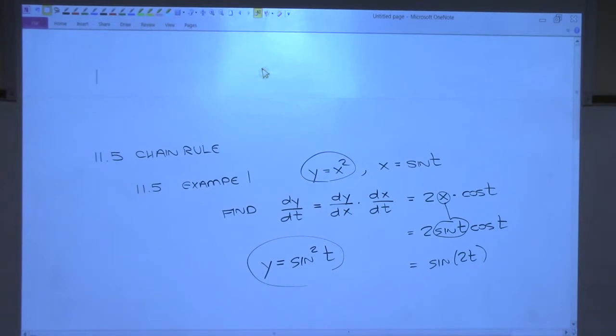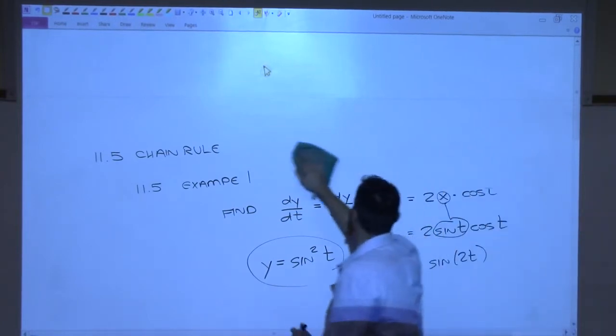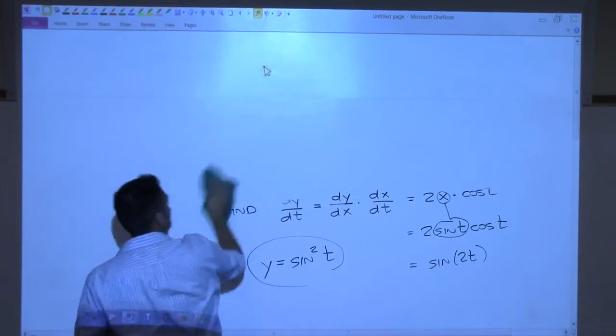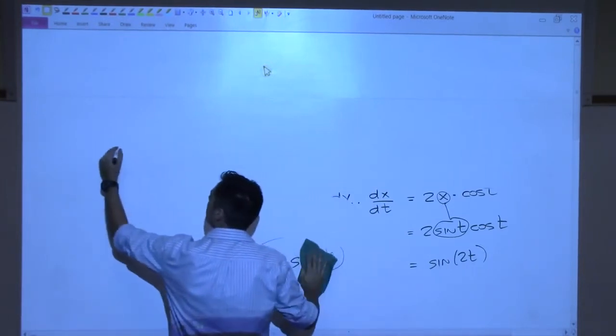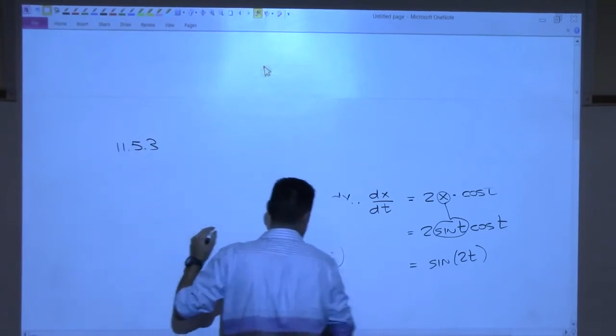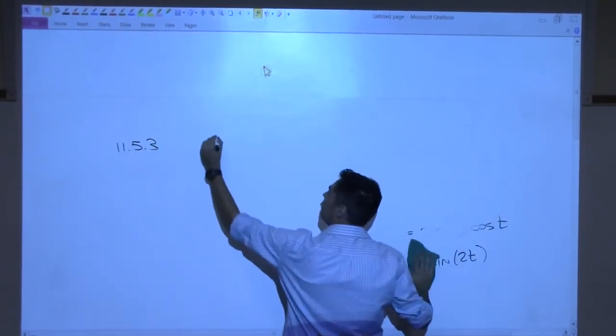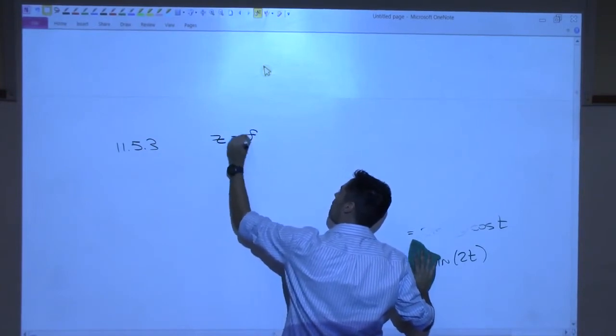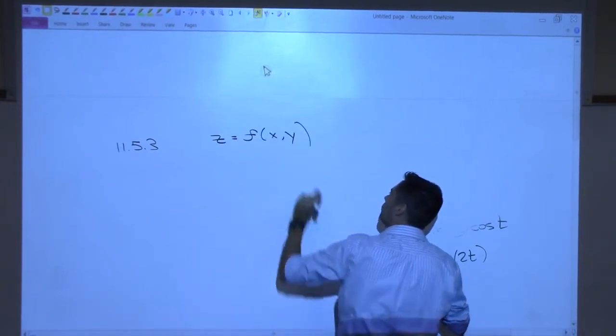No questions? All right. So what if now, 11.5.3, what if we have z is equal to some function of x and y?